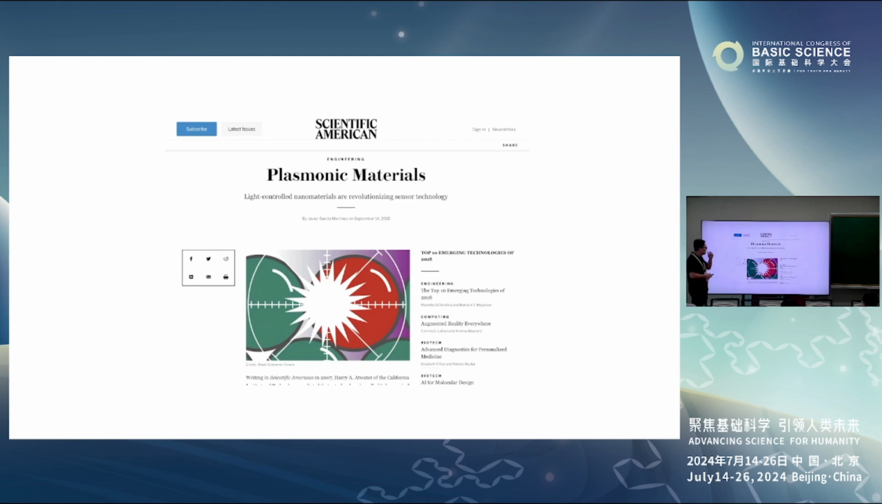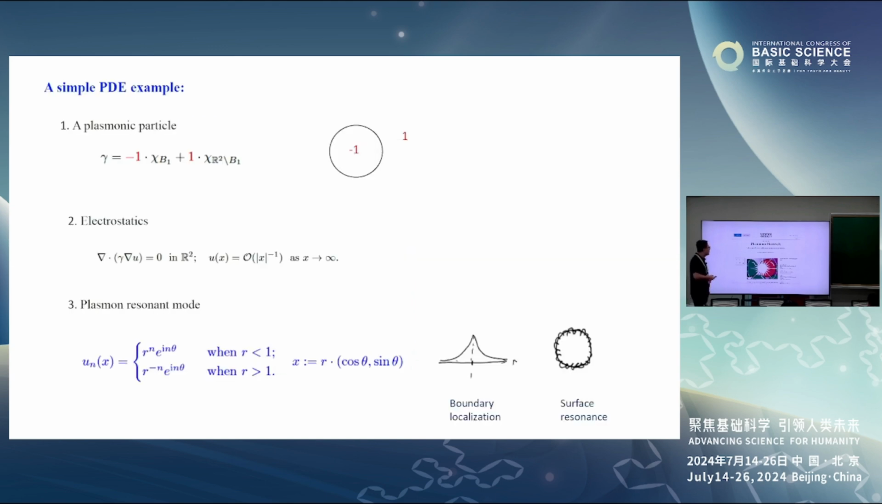All right. So actually, this plasmonic material was reported as a top 10 technology breakthrough in Scientific American in 2018. It's light-controlled nanomaterials revolutionizing sensor technology. It has actually stepped out of the laboratory and produces a commercial impact. Now, the underlying mathematics is not so complicated. Let me give a simple illustration, a simple PDE example. It actually contains all the essential points of plasmonics.